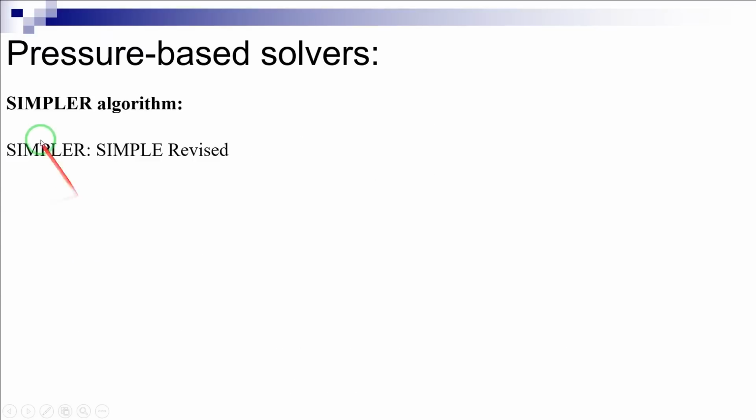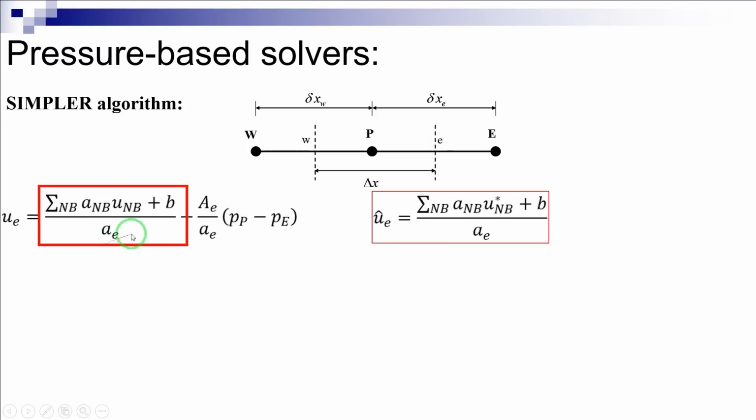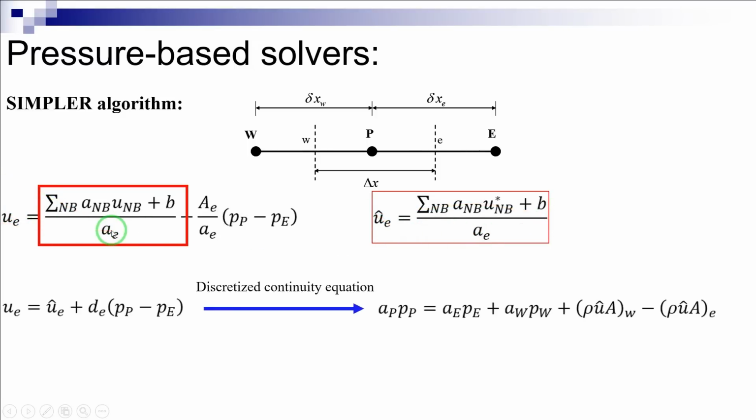SIMPLER algorithm. The SIMPLER algorithm, which stands for SIMPLE Revised, is an improved version of the SIMPLE algorithm. In this algorithm, to improve the convergence speed of the SIMPLE algorithm, a somewhat different procedure is adopted. First, note that the discretized momentum equation at the east face side can be rearranged as shown here. A pseudo-velocity is defined based on the guessed velocity field as shown here. Therefore, the velocity here can be written like this based on this pseudo-velocity.